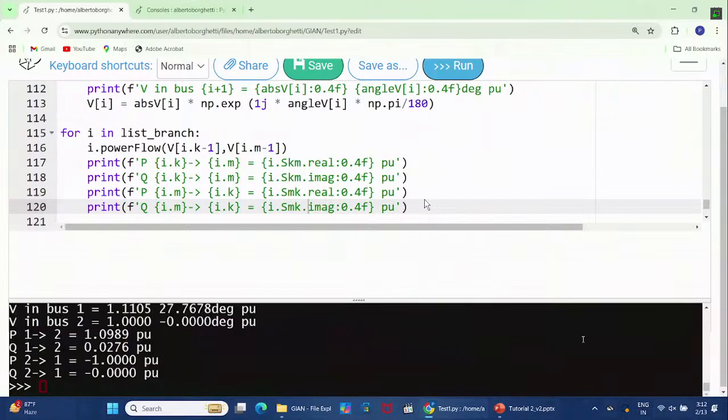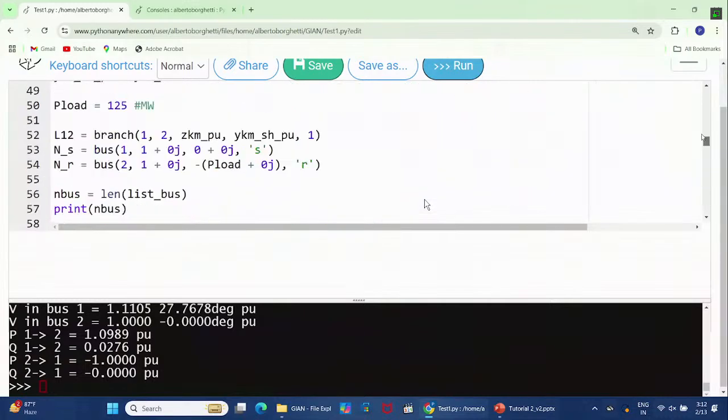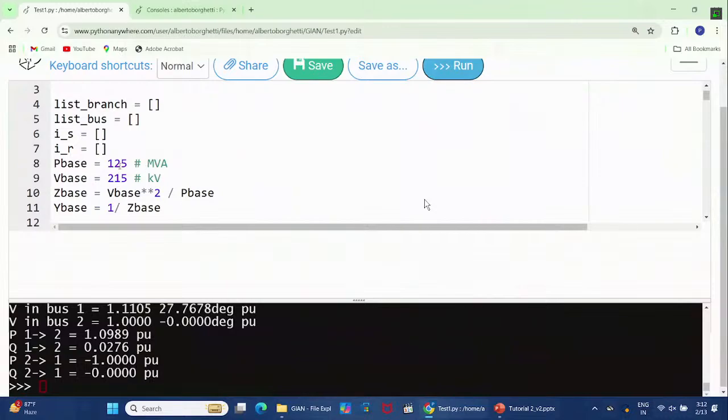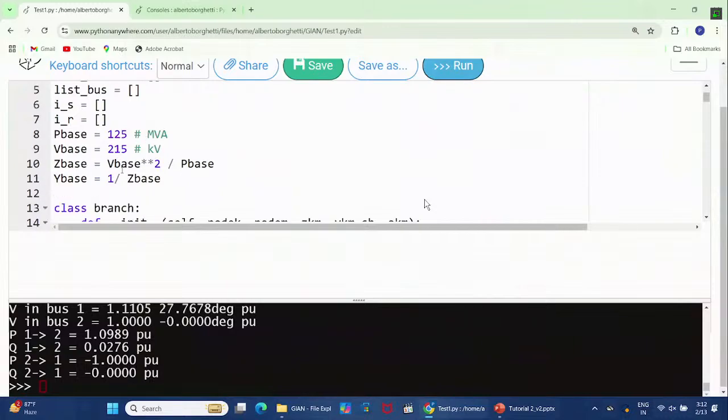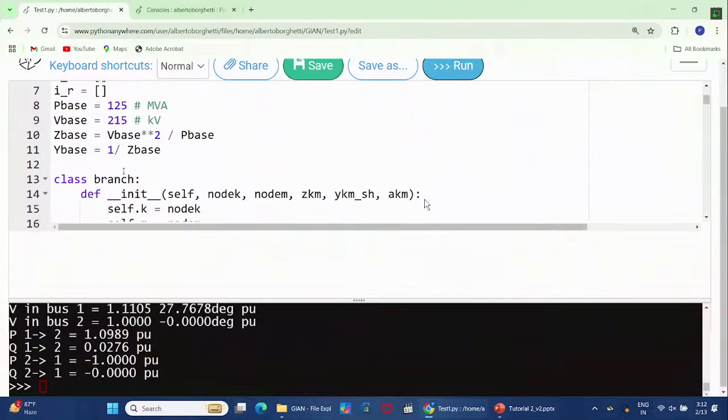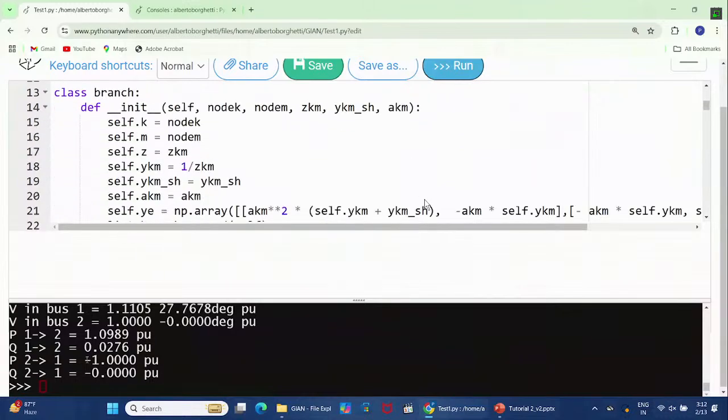Is it reasonable? Apparently yes, because the power in the receiving bus was 1, because we have chosen the P base exactly equal to the load. The load was 125 megawatt, so the power injected in bus 2 is -1, because it is minus. The reactive power is 0 here, but you see that at the beginning of the line the reactive power is not 0, because there are the reactance and the susceptance of the line.